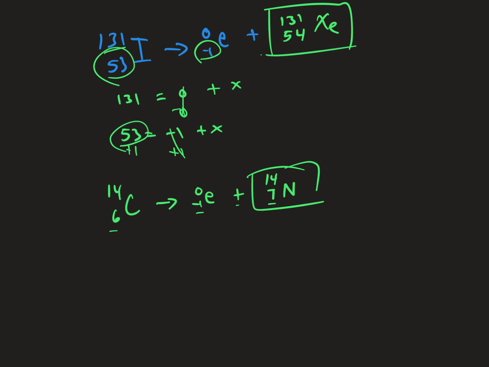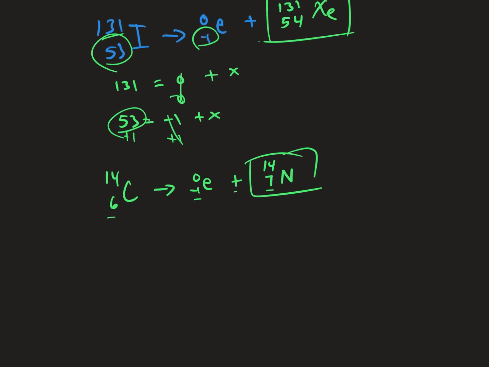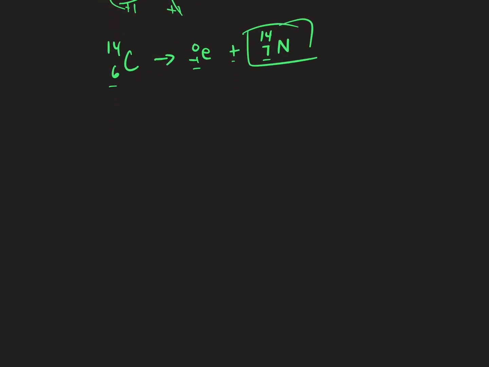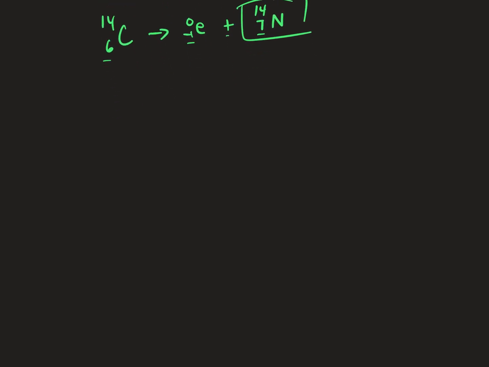Questions on beta emission and alpha emission? Pretty straightforward? Okay. Let's do 2 more decays. The next one is positron emission.